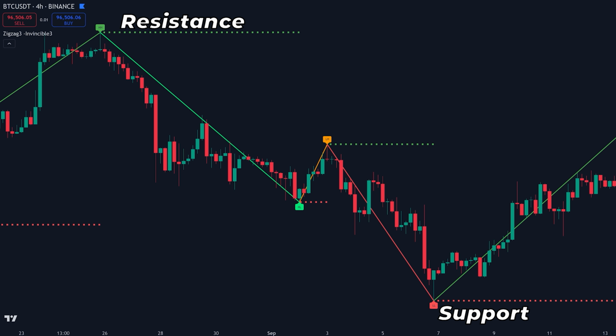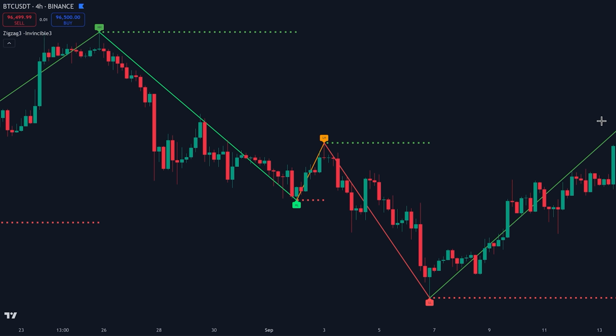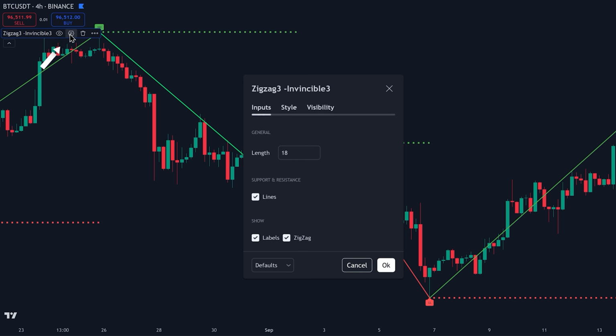Now, support and resistance lines. The indicator automatically draws dotted and solid lines on the chart to show support and resistance levels. Support is where the price might stop falling, and resistance is where the price might stop rising. Let's go over the settings for the ZigZag3 indicator in a simple way.